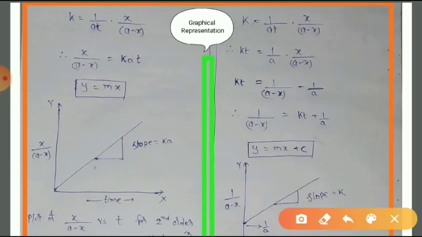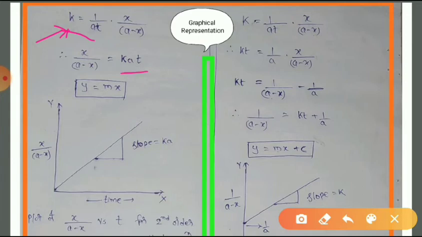For graphical representation, we have to again consider the integrated rate equation for second order reaction. Now we have to modify this integrated rate equation. Just put the variable t on the left hand side, so we'll get x upon a minus x equal to k a t.